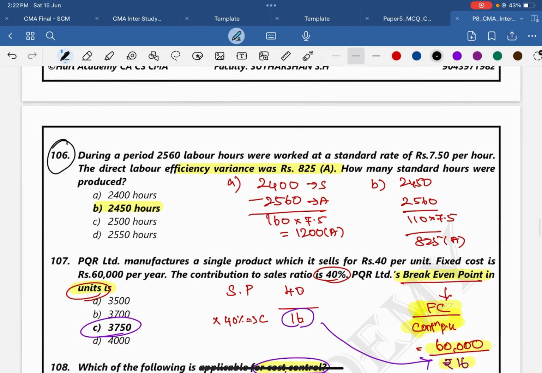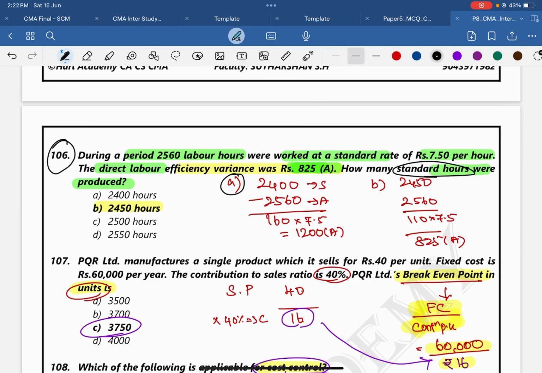Next, during the period, 250 labor hours were worked at a standard rate of rupees 7.5 per hour. Direct labor efficiency variance is 8.25 adverse. How many standard hours were produced? You can go with two methods. One is the actual formula method, you can refer to it in the book. They are asking for the standard hours.